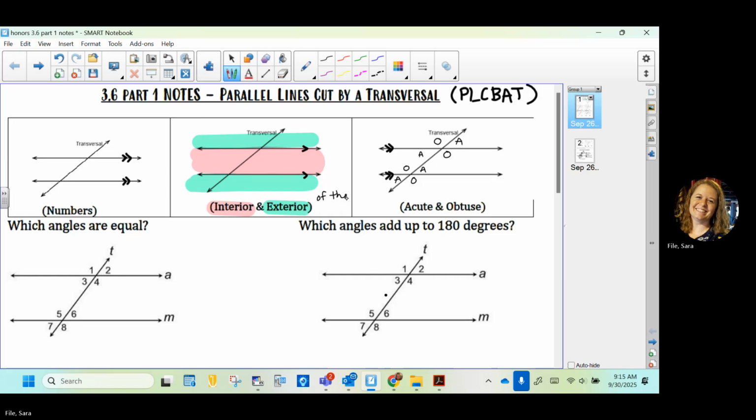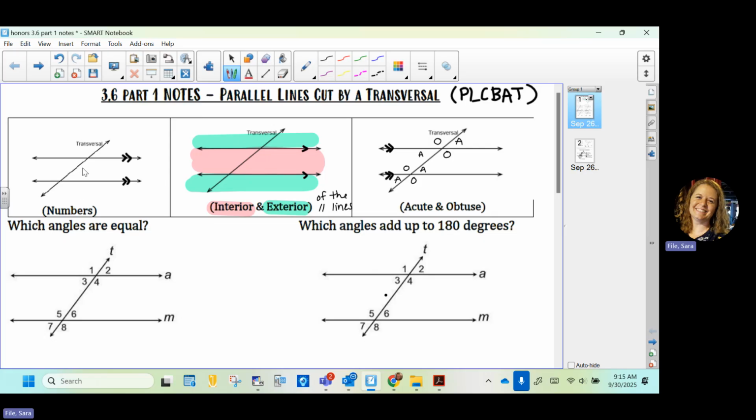So interior or exterior of the parallel lines. It's always in comparison to the parallel lines. Are you in between them or are you outside them? So far, so good? All right, and then the last one we're going to talk about is numbers.